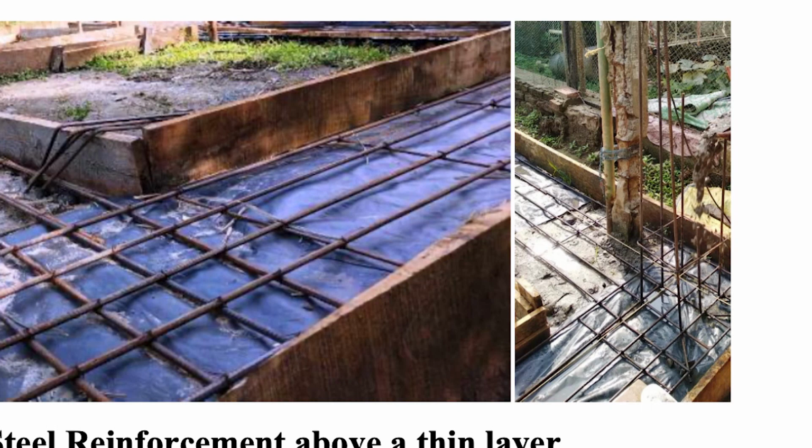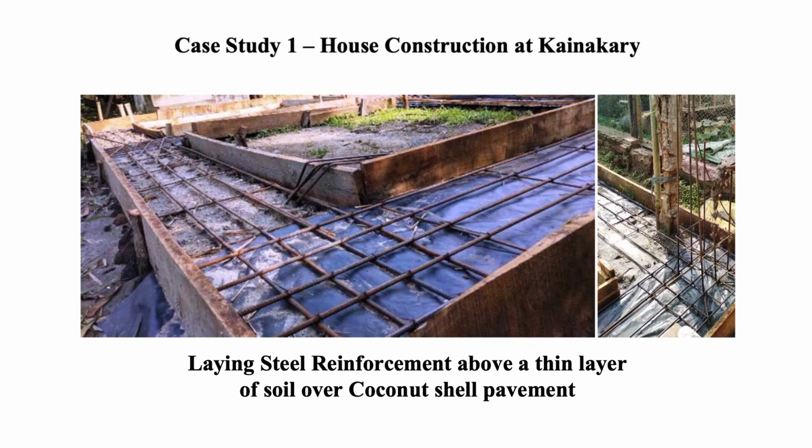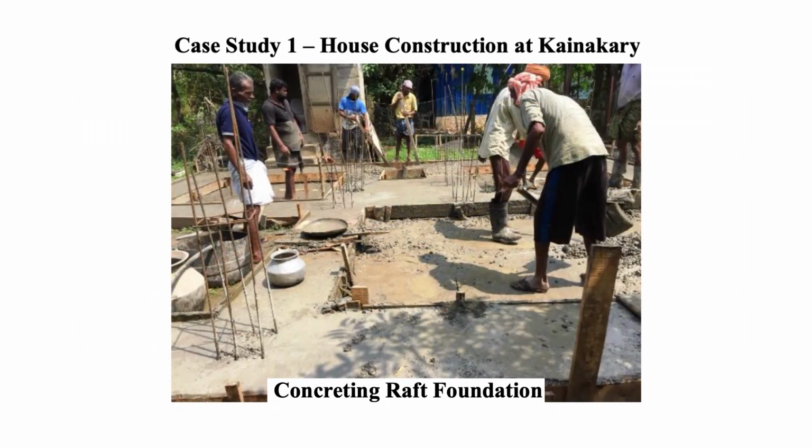Plinth level is 5 feet or 150 centimeters high from the earth level. So, this is the reinforcement laying after design, and then concreting has been done for the raft foundation as well as the columns. You can see the width of the foundation is sufficient enough so that the load from the superstructure is transferred to the subsoil below in a very efficient manner. So, the bearing capacity of the soil is sufficient enough to carry the load over there.